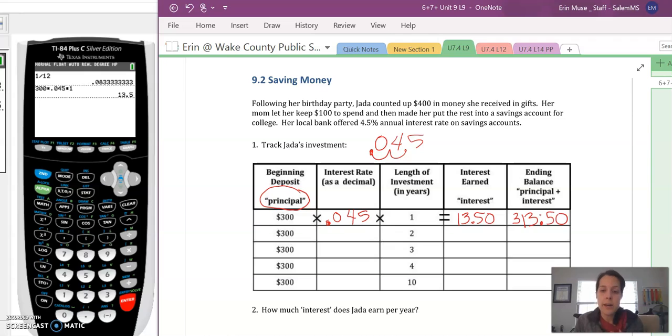So if Jada was to keep her $300 in the account for 2 years, you would do the exact same thing. Now, if you think about it, if it was $13.50 for 1 year, it should be $13.50 for the next year. If you multiply these 3 numbers across, you're going to get $27. So my initial $300, I earned $27 on it. I'm going to have $327. Whoops, that decimal should be right there. Take a moment and fill in your chart. Please press pause and come back in when you're ready.